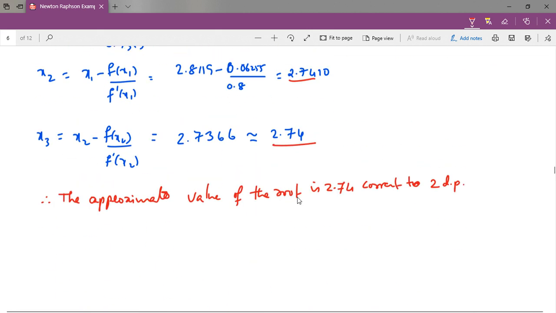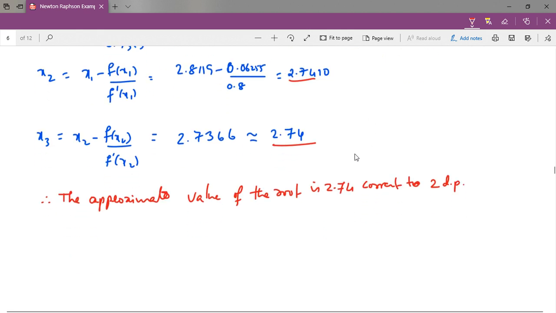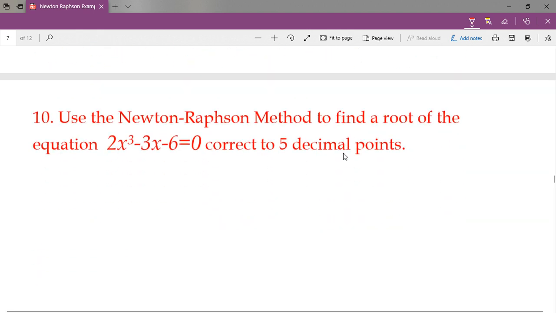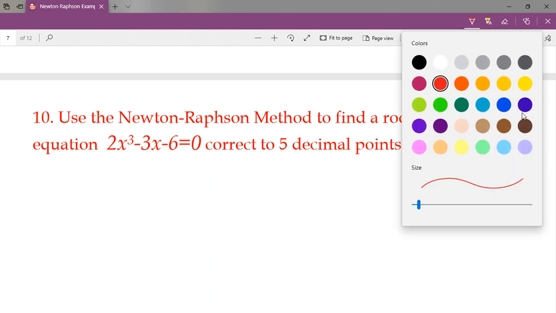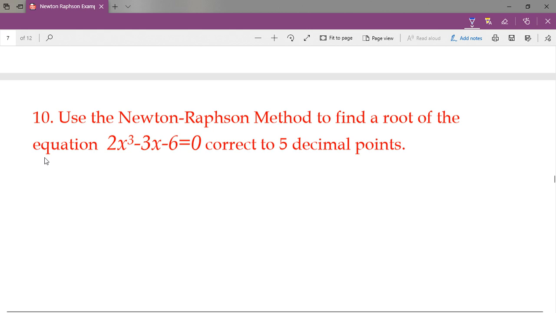So this has been erased. Right. So next we shall go for the next problem, that is, use Newton-Raphson method to find the root of the equation 2x cube minus 3x minus 6 is equal to 0 by Newton-Raphson method corrected to 5 decimal places.